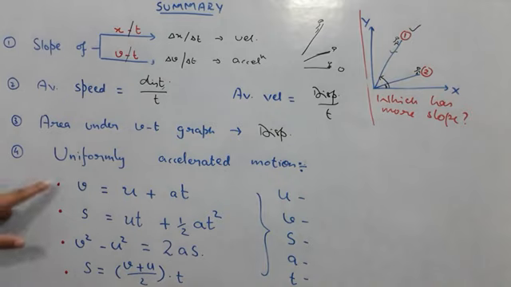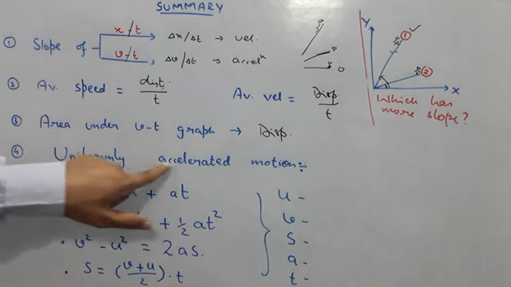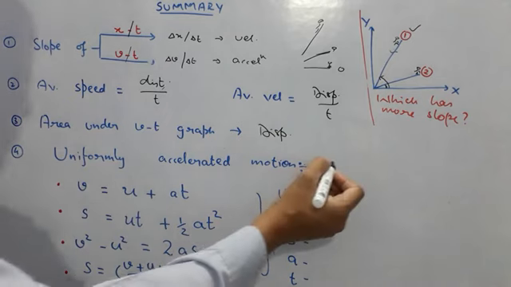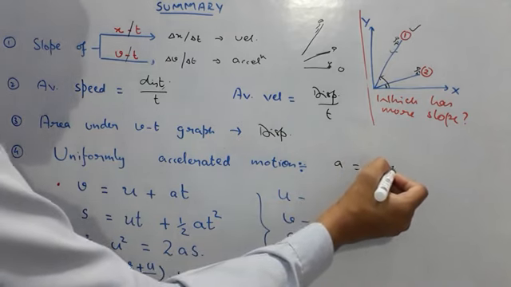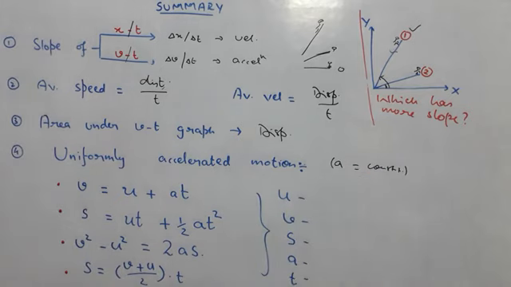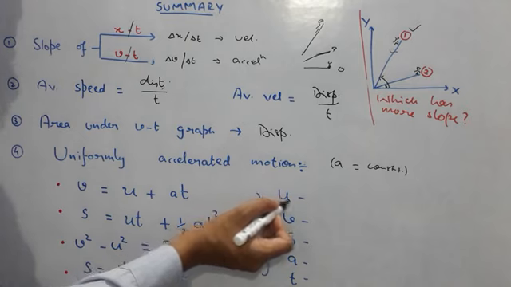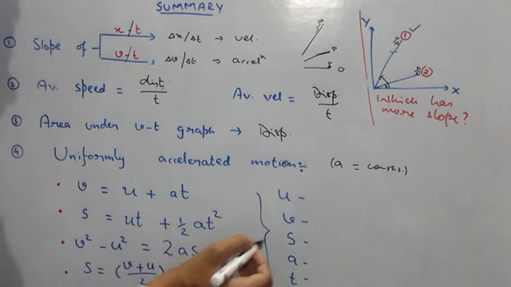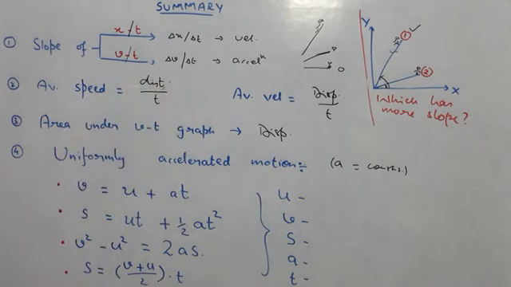And then at last, very important 4 equations for uniform acceleration. Uniformly accelerated motion means here you must take a to be constant. The equations are like this: v = u + at, s = ut + (1/2)at², v² - u² = 2as, and s = ((v + u)/2) × t. All these equations we had derived using graphs last class. Just to remind you, what is u? u is initial velocity, v is final velocity, s is displacement, a is acceleration, and t is the time.